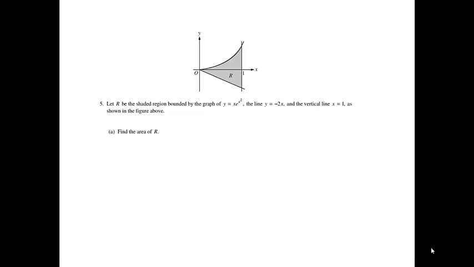Number 5, let R be the shaded region bounded by the graphs of y equals x e to the x squared, the line y equals negative 2x, and the vertical line x equals 1 as shown in the figure above. Part A, find the area of R.